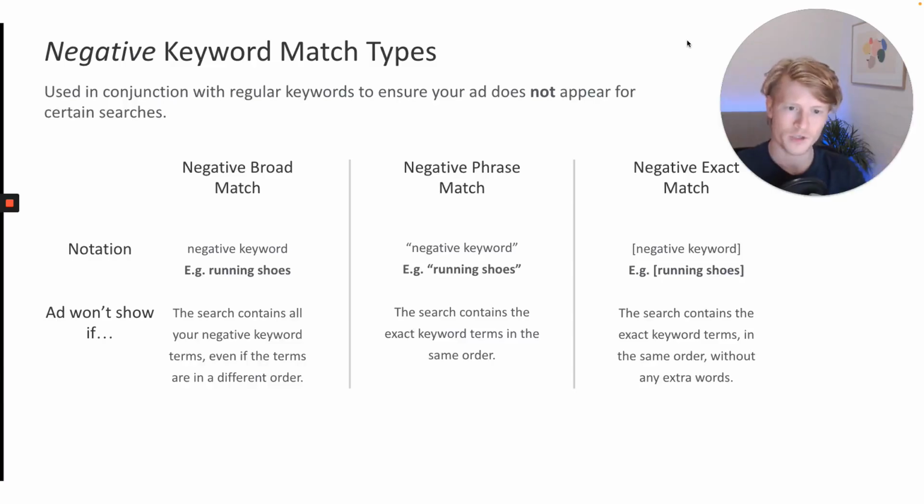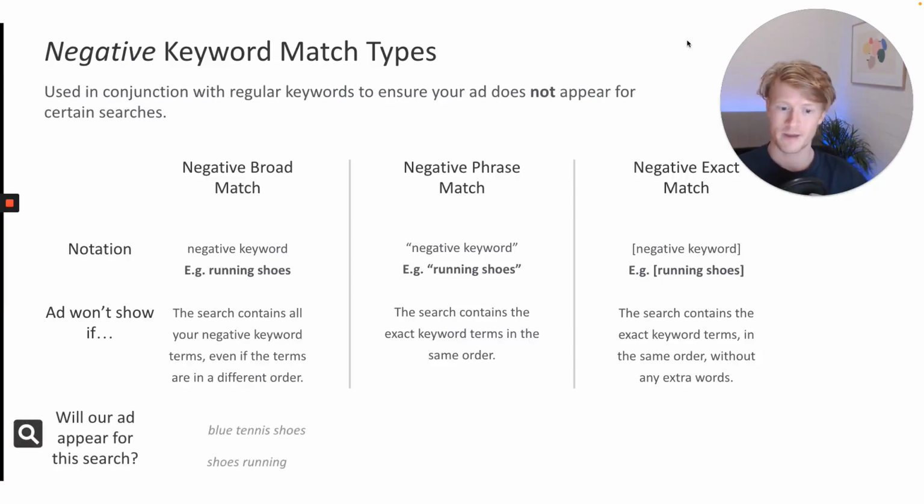So with broad match on the left here, the definition is that your ad will not show if the search contains all of your negative keywords in any order, right? So a search must contain running and shoes in some order for our ad to not appear here. So as a little demo, will our ad appear for this search? We have blue tennis shoes and we have shoes running, okay? Now the answer is that for blue tennis shoes, our ad would still appear for this search because it doesn't have the word running and the word shoes in it. Vice versa for the other one.